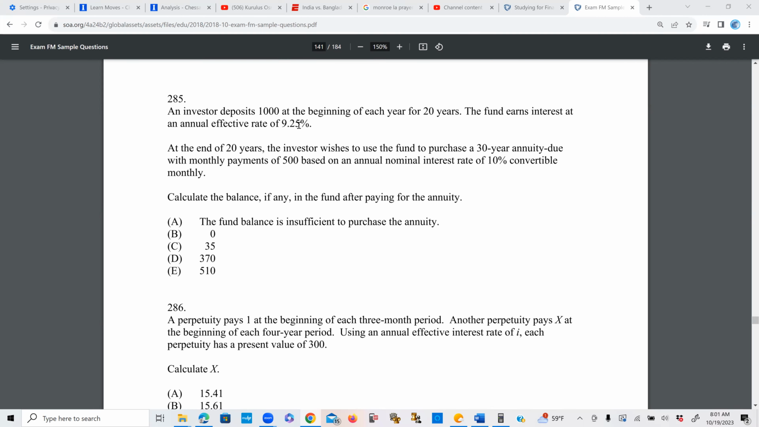So these deposits will accumulate for 20 years, and then that accumulated value will be used to purchase this annuity due. So the first step is to get the accumulated value of the deposits. They are happening at the beginning of each year, therefore it's annuity due. Deposits are 1,000, time is 20 years, annual effective rate 9.25%.